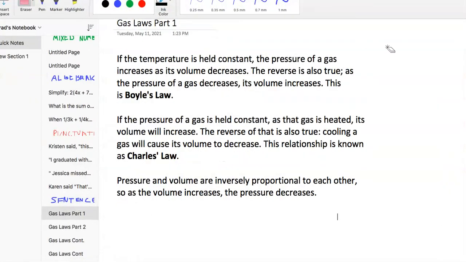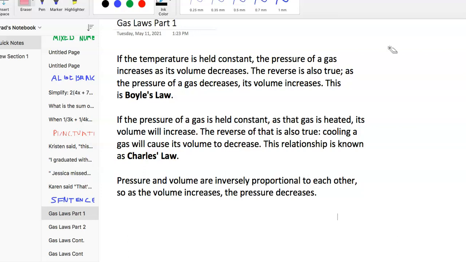Okay, guys, let's look at gas laws. We have a couple of concepts that we want to go over, and then we want to get into a couple of math problems. You can see from the bold text that Boyle's law and Charles' law are the two laws you're really going to want to know.